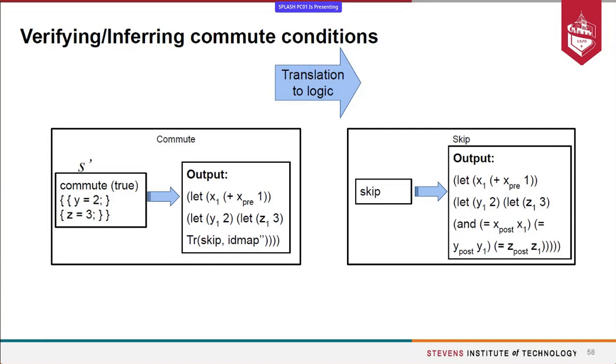And then to just equate all the post conditions with the most recent version of the variables, we have the conjunction of the post state of x is equal to x1, the post state of y is y1, and the post state of z is z1.